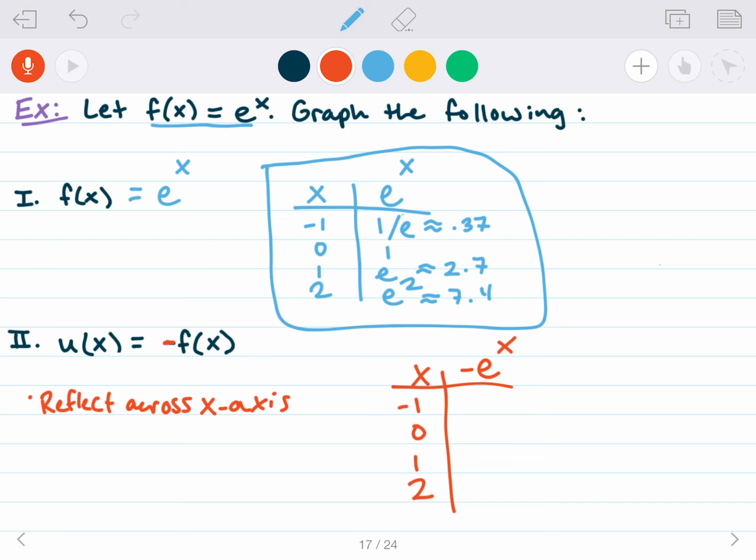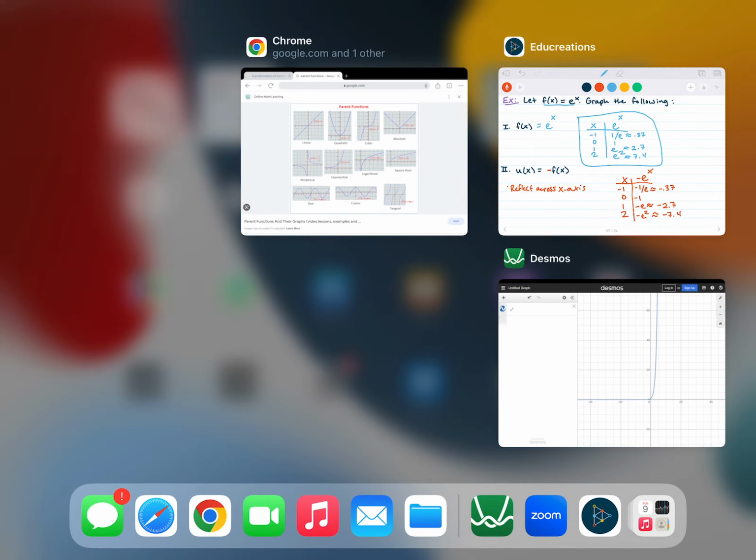The x's are going to be the same, but the y values are going to have a negative attached to them. So negative 1 over e is approximately negative 0.37. Negative e is approximately negative 2.7. And then negative e squared is approximately negative 7.4. So these are some ordered pairs. Let's take a look at it on Desmos.